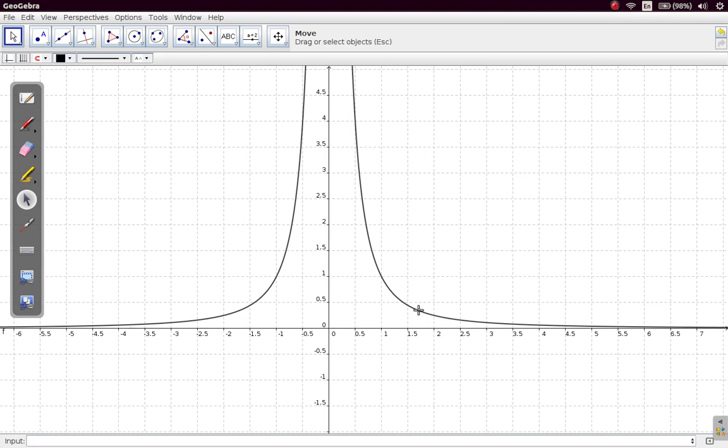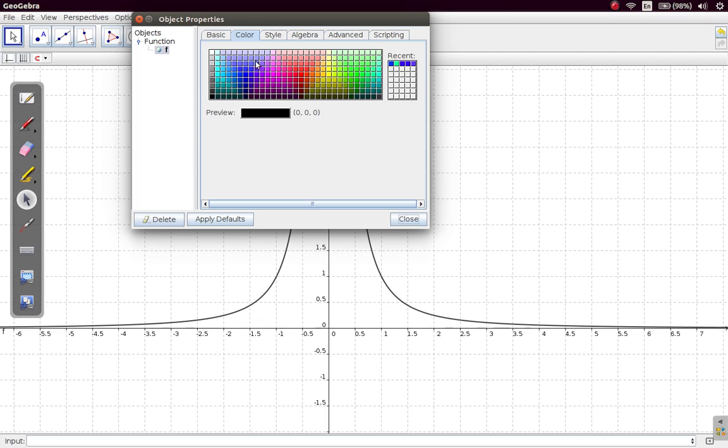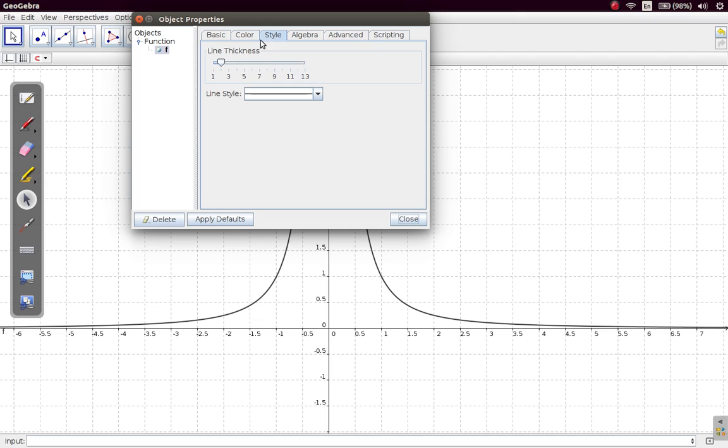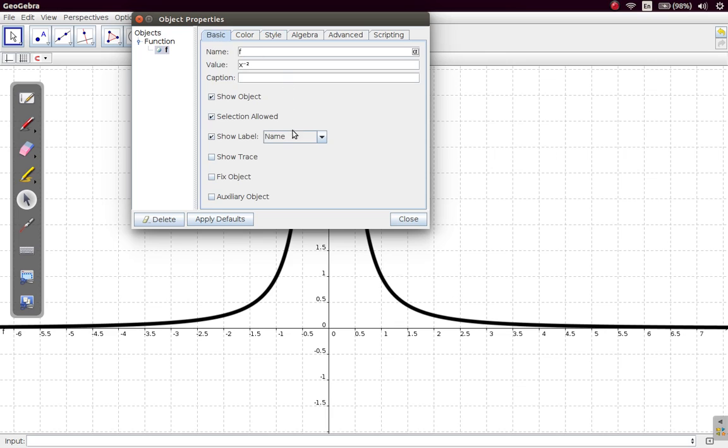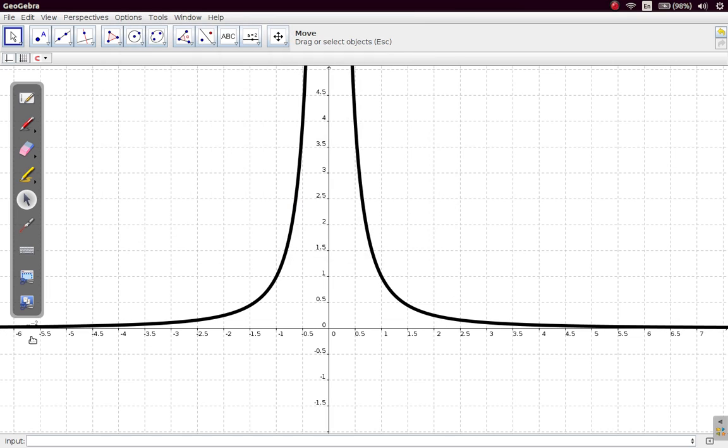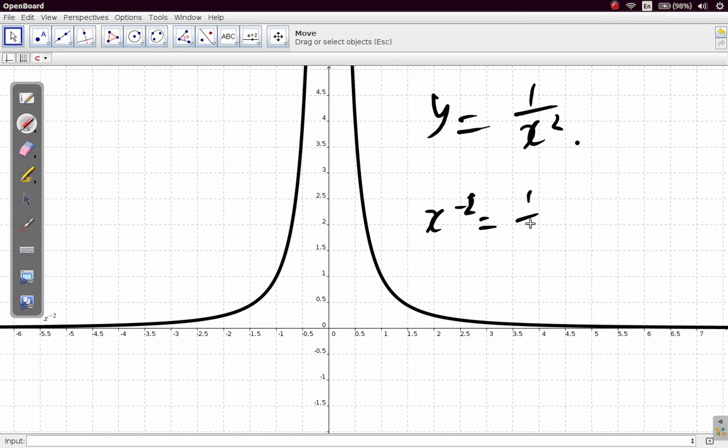Let's make the graph thicker. Let's make the color remain black. Good. So this is the graph of x raised to the power of negative 2. Now you can rewrite that as a graph of y equals 1 over x squared, because x to the negative 2 means the same as 1 over x squared. Remember, your indices, when you raise to a negative power, is the same as 1 over raised to the positive power.